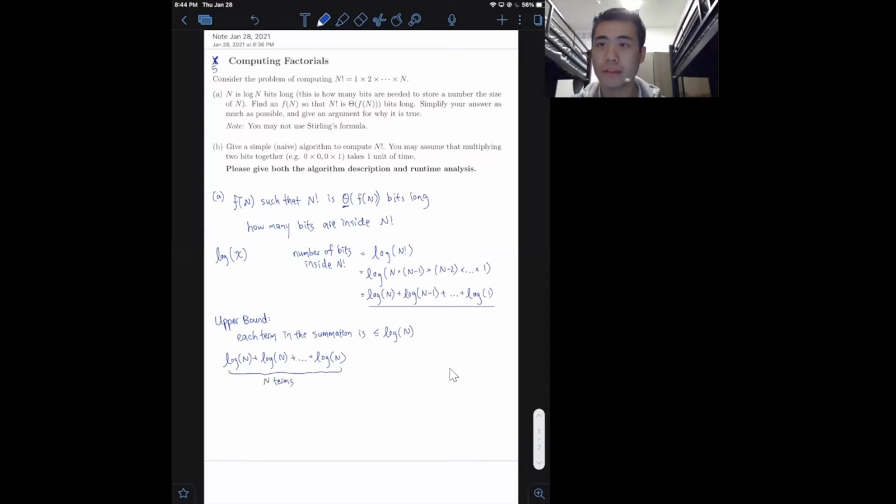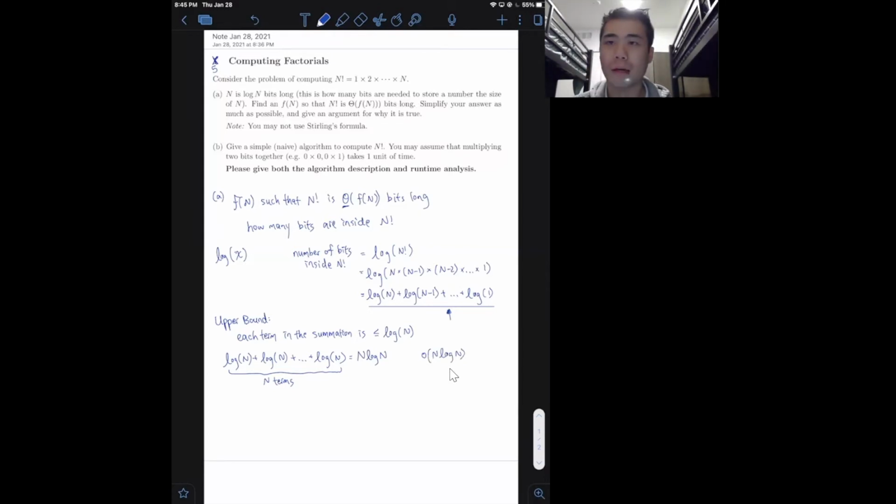Just to recap what I did, I took our original summation, and recognizing the fact that every single one of these terms within this summation is less than or equal to log n, I just replaced them all with log n, and that gets me an upper bound for the value of this summation. The value is pretty straightforward. We have n terms, each of them is log n. So this summation is n log n, and we have just derived that the upper bound for this summation is O of n log n.